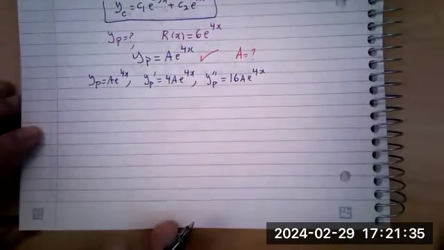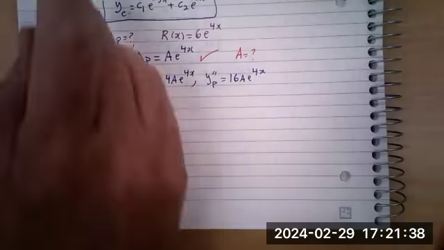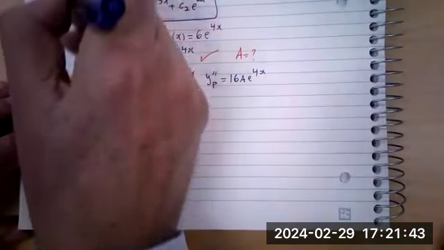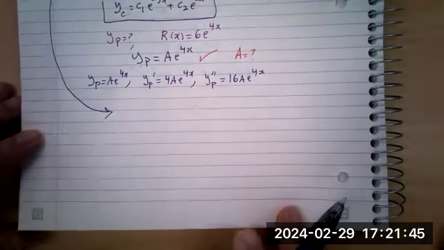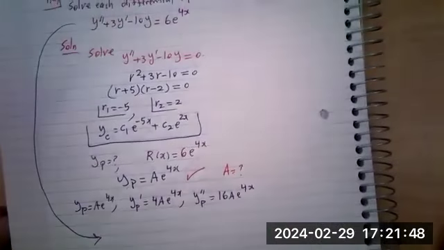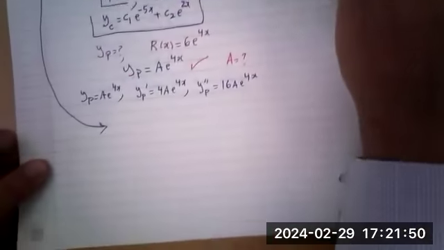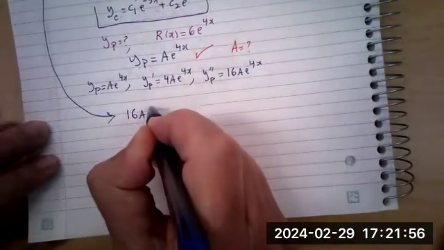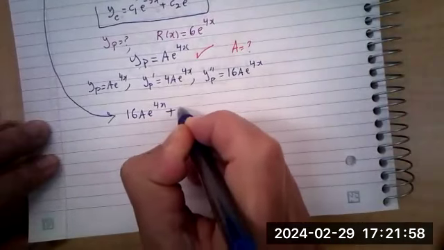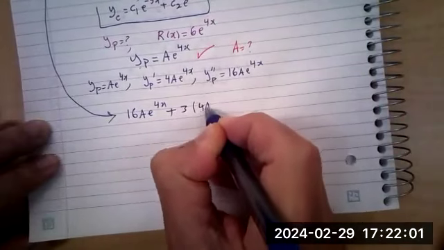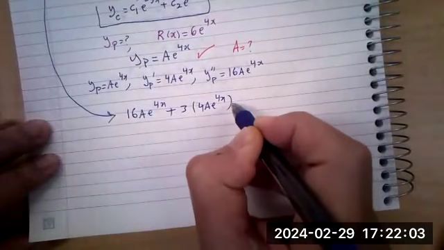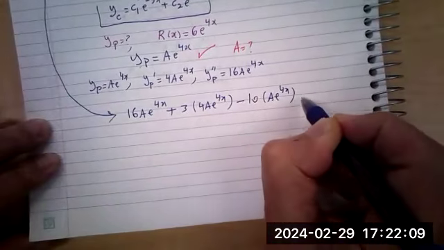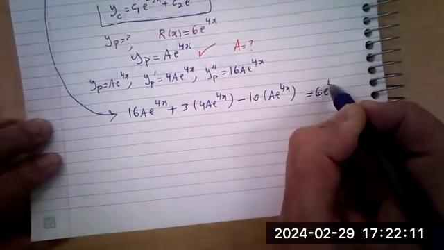Take all of them into the original equation. The original equation is this one. So you substitute, we get the y double prime, which is 16a e to the 4x, plus 3y prime, 3 times 4a e to the 4x, minus 10y, 10a e to the 4x. And this is equal to 6e to the 4x. That's it.